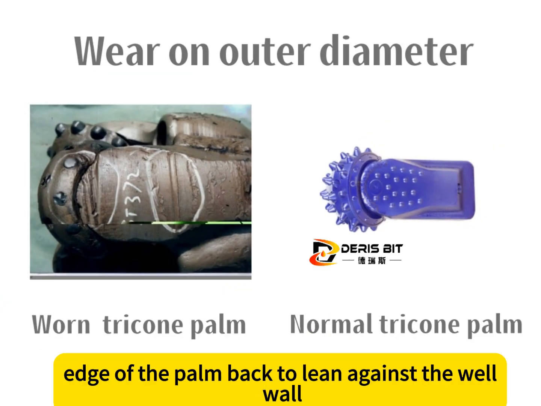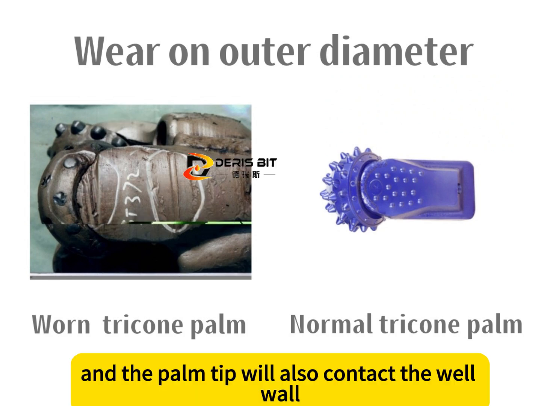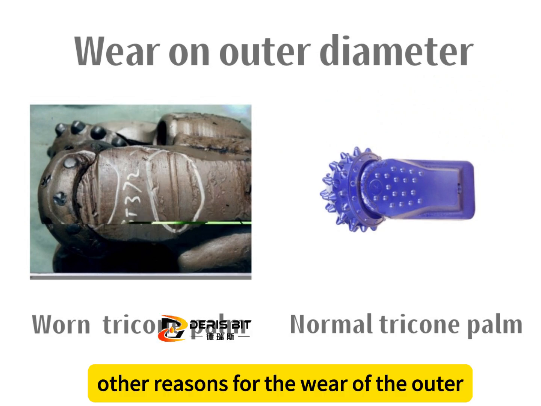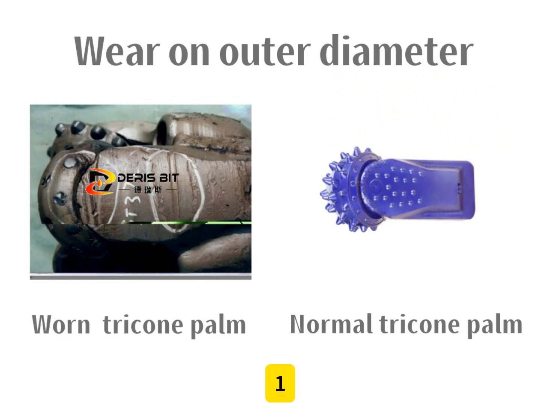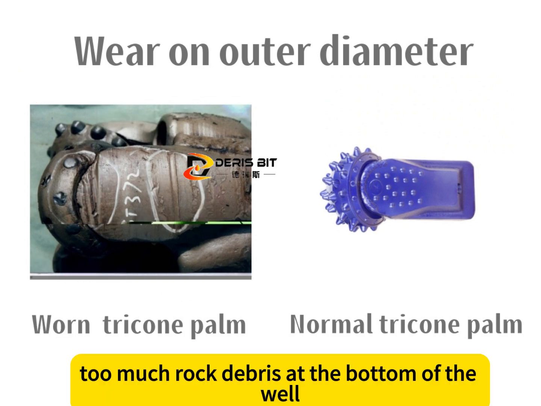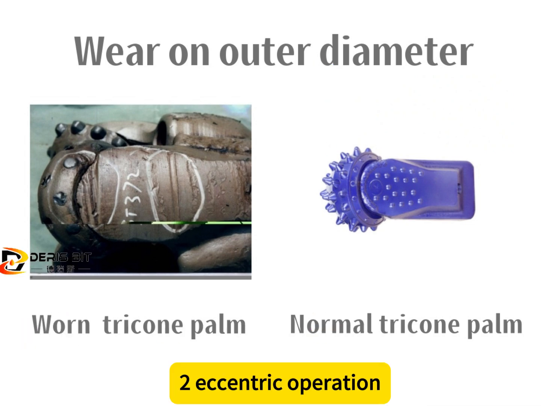Wear of the outer edge of the palm back. Wear in most cases occurs after the bearing fails. The bearing fails and the cone moves outward to the center of the drill bit, causing the outer edge of the palm back to lean against the well wall. And the palm tip will also contact the well wall.